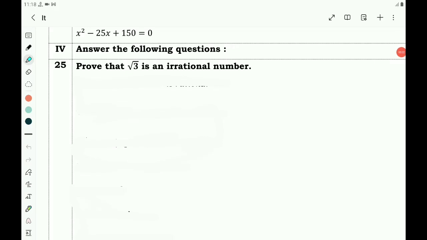Dear children, now let us solve 3 marks questions of the KSEEB SSLC Midterm Mathematics question paper. Now you take 25th question. Prove that root 3 is an irrational number.